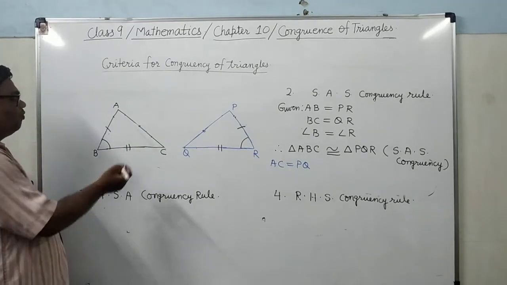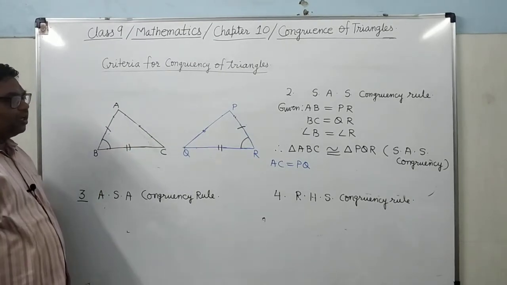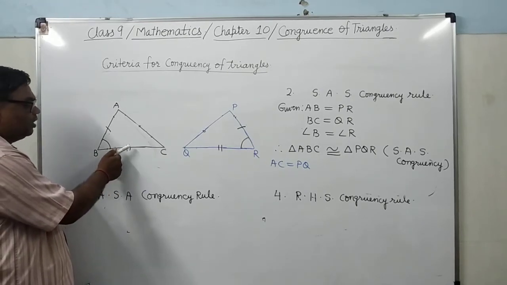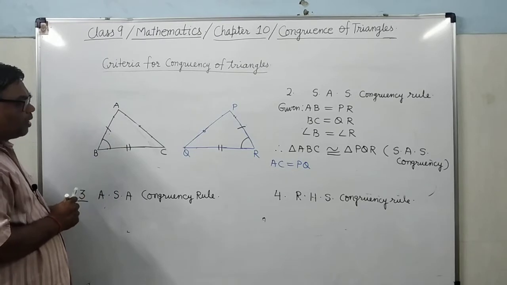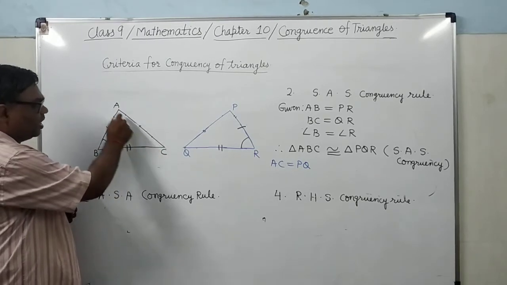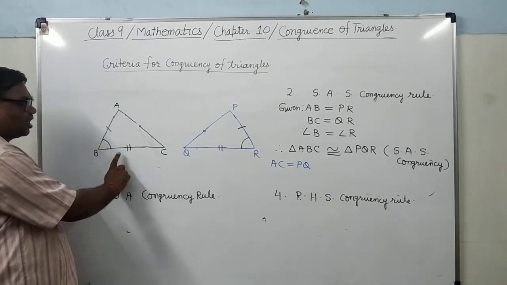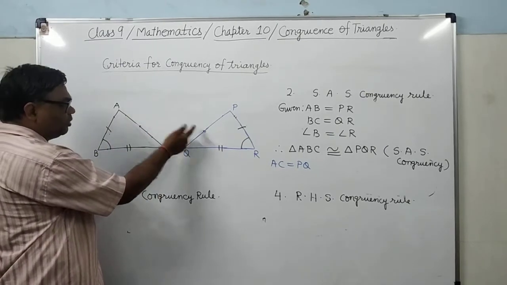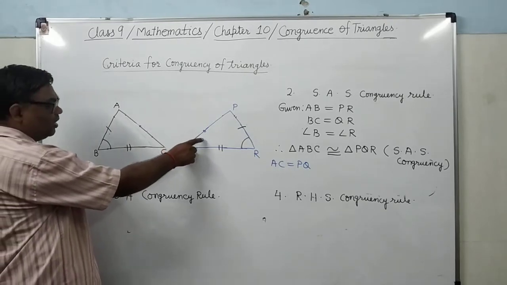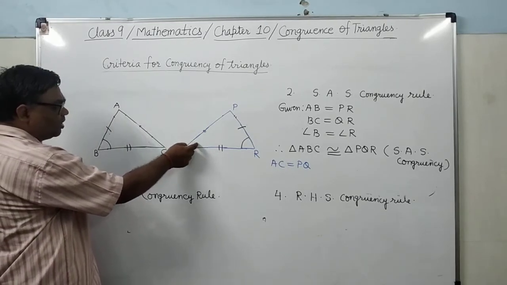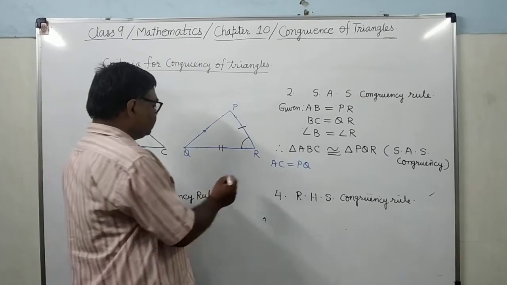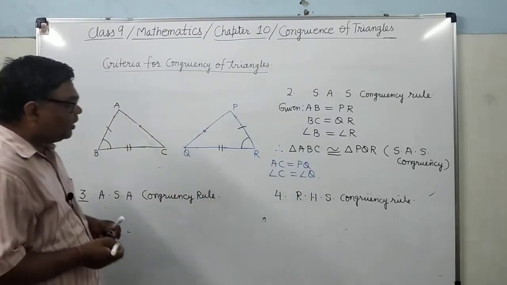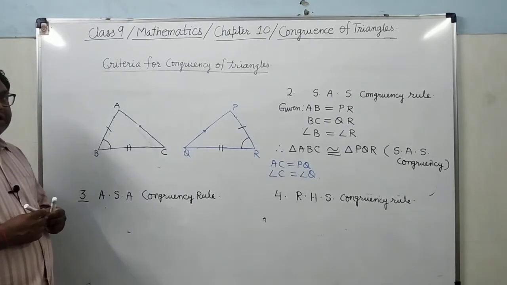Now see here, which angle will be corresponding to angle C? Angle C is included by which two sides? BC and AC. Which side is corresponding to BC here? QR. Which side is corresponding to AC? It is PQ. So what will be the angle included by this and this? It is the angle Q. So angle C will be equal to angle Q. This way you will identify the corresponding parts.